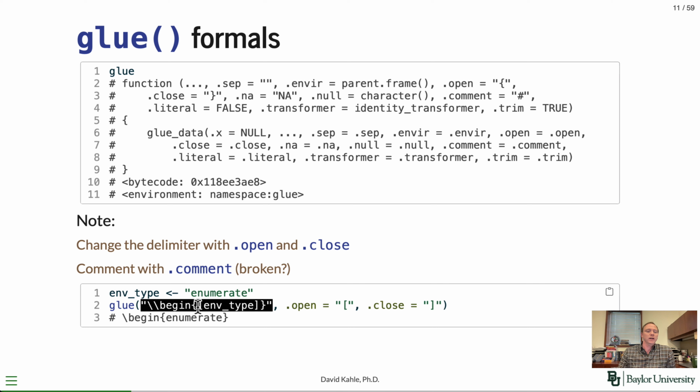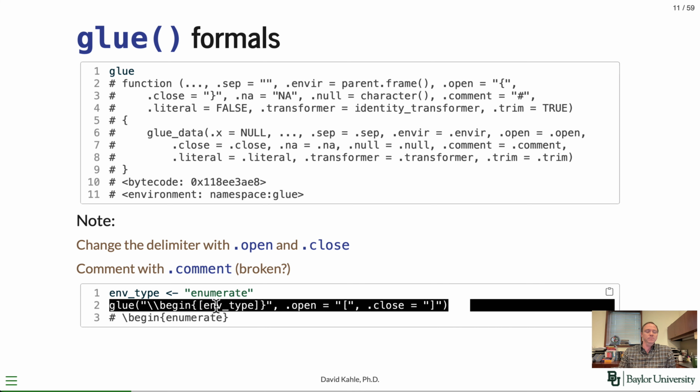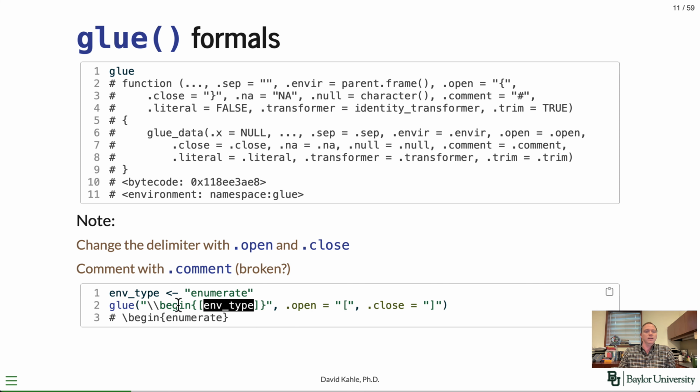Now, the curly brace in LaTeX has a special significance, so we don't actually want to remove that, right? We don't want that to be what starts the glue's triggering as like, oh, I need to evaluate this expression and then inject it in. We want to use something else. So what we'll do is we'll put env type, this variable that we made right here, in between hard braces instead of curly braces, and then we'll just tell it, hey, the opening character is a hard brace, the closing character is a closing hard brace, and now it is returning begin enumerate, which is proper LaTeX code, and it doesn't actually clobber those curly braces.